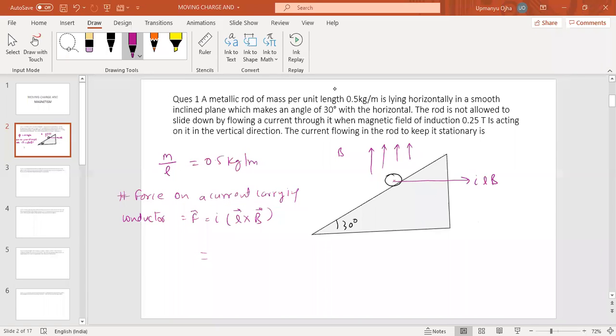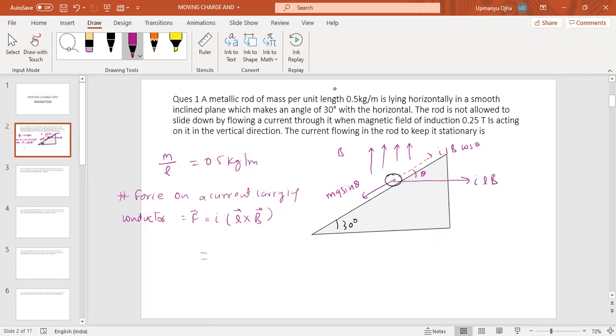Now the weight of the wire would be acting downward. Its component along the incline is mg sin theta. And one component of this magnetic force would be acting along the inclined plane, and that would be ILB cos theta, because this angle would be theta here.